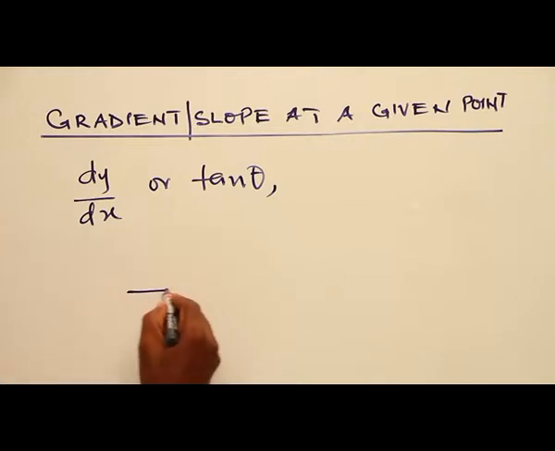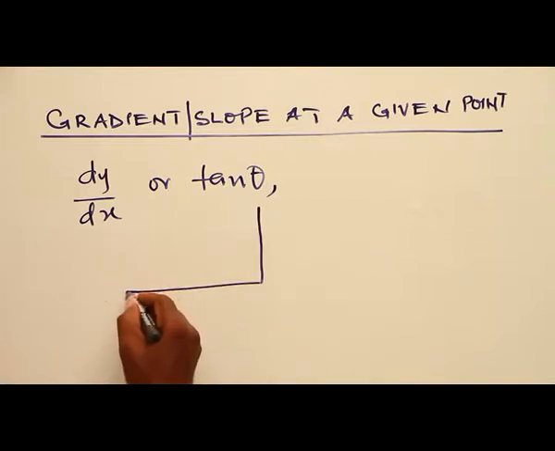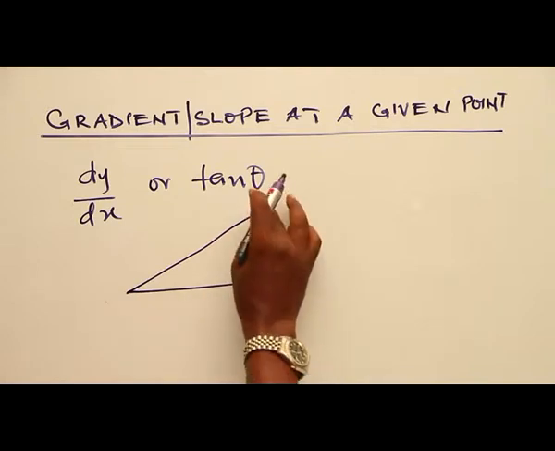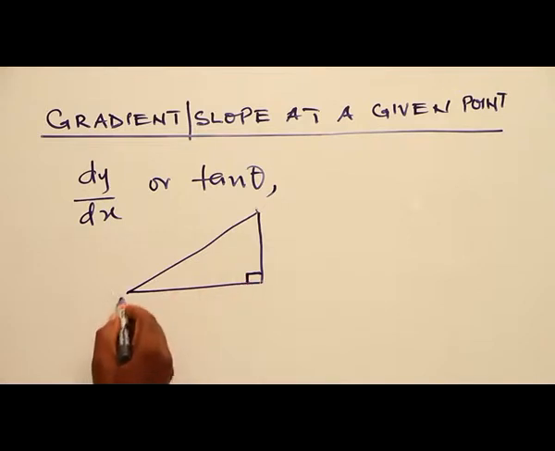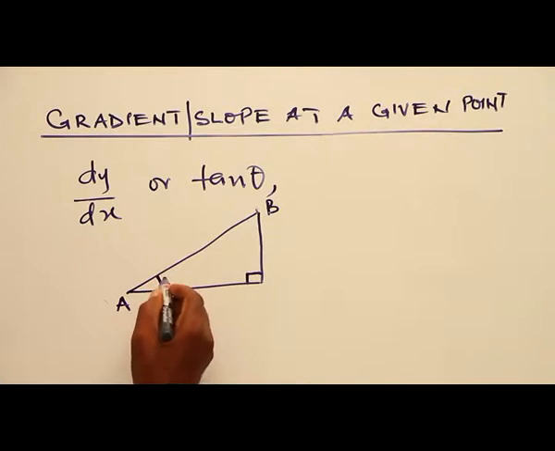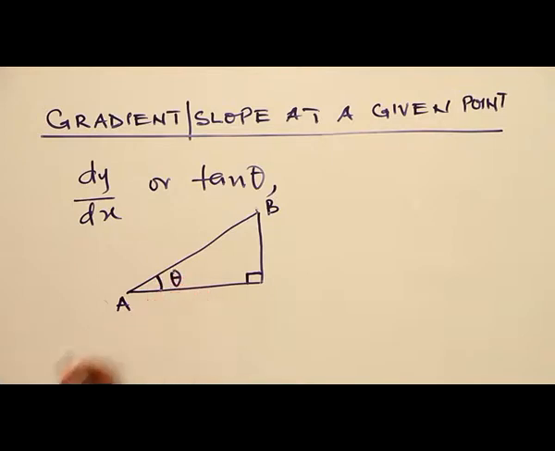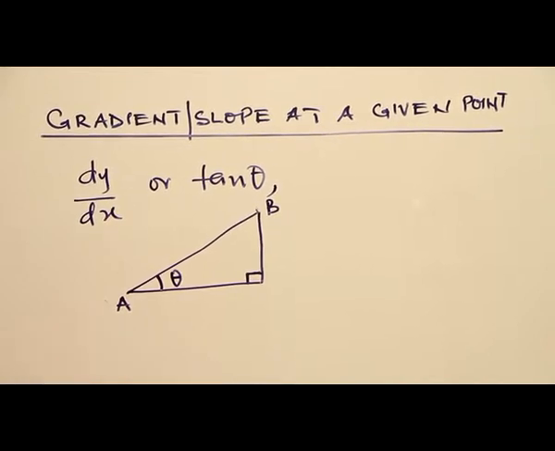We are looking at a situation like this, and then you have, and we can talk about the gradient of the line AB, and that means we're talking about tan theta, which is the angle of inclination with the horizontal. We are now going to take some examples so that you can clearly see how to calculate the gradient or slope of a curve at a given point.